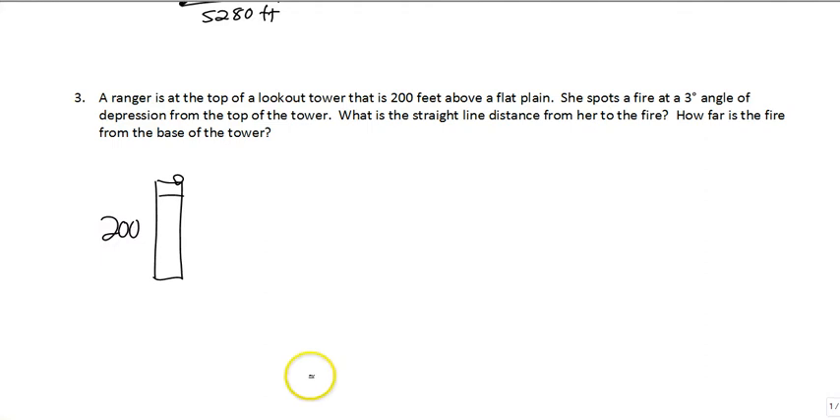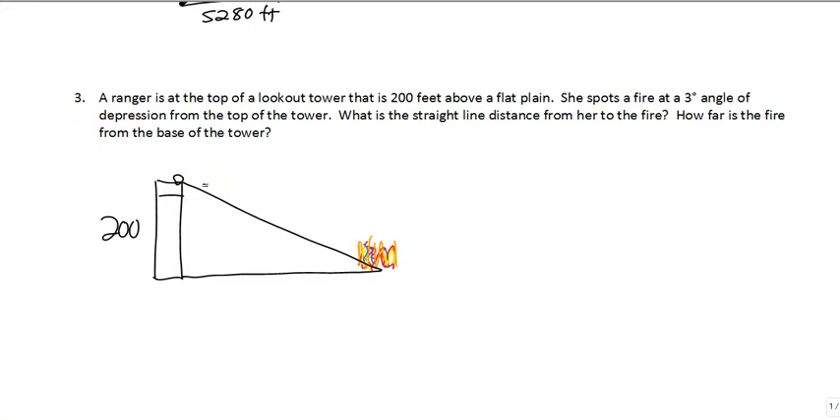Spots a fire at an angle of 3 degrees from the thing. Okay, fire. So we need a fire. Now, fires are red and orange. There's the fire. Now let's put some yellow in. And if it's really hot, hopefully you guys learned this, a blue flame actually is really bad. So, there's my triangle.